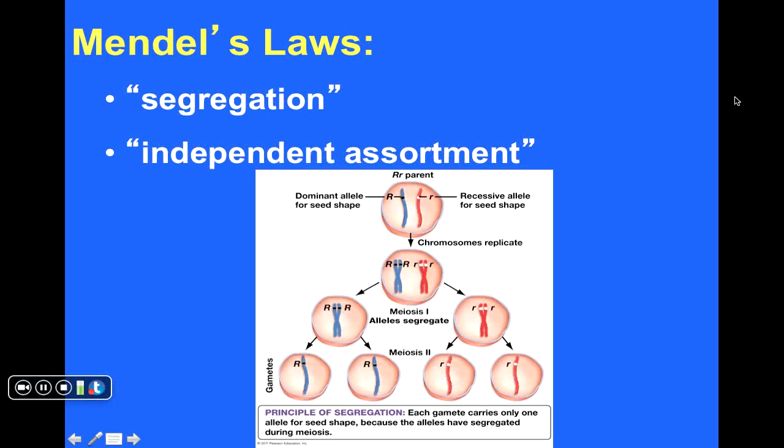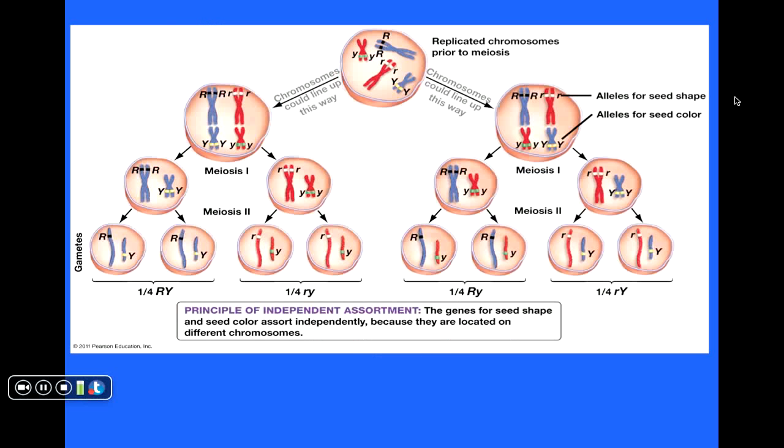You might also come across Mendel's second law, also referred to as the law of independent assortment. This essentially is illustrated in this figure here, and this explains why meiosis can provide so much genetic variation in sexually reproducing populations.